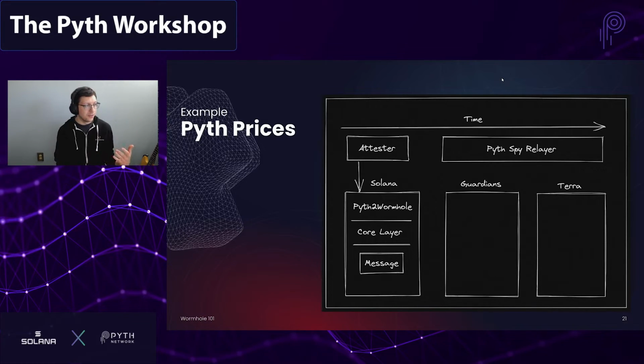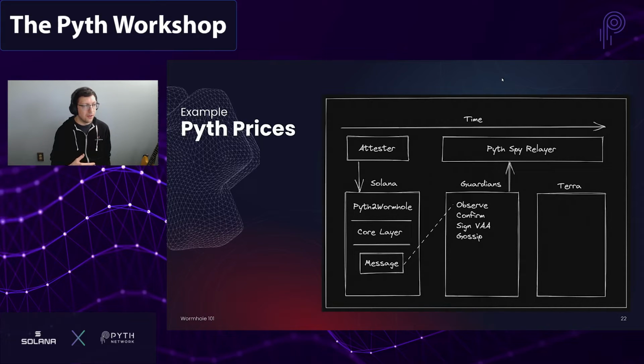You'd have an attester that runs and hits Solana to say, okay, there's a Pyth to Wormhole contract on Solana. It knows how to package up prices and send a Wormhole message. So it goes to the core layer, sends a message that includes all the data that Terra folks would want to know about a Pyth price. That message would be observed, confirmed, signed, and gossiped by the guardians.